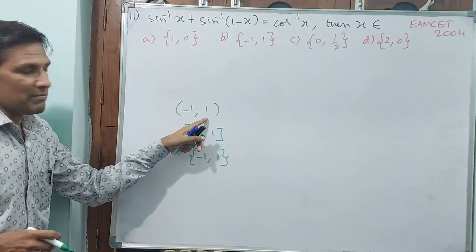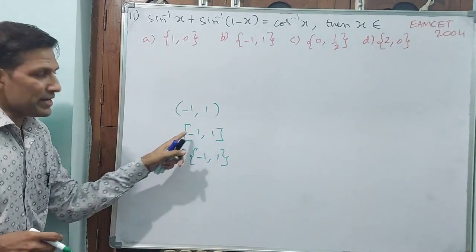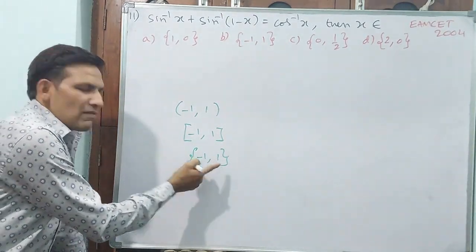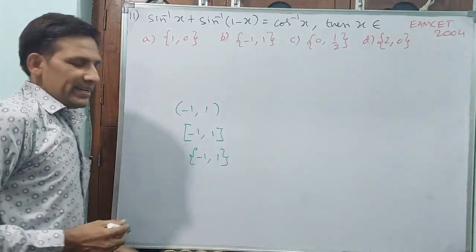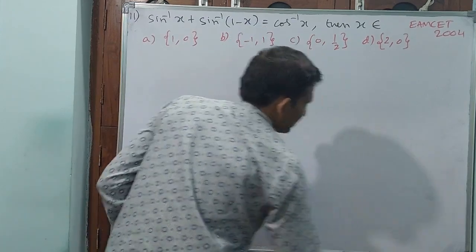Minus 1 to plus 1 but open interval. Minus 1 to plus 1 but closed interval: minus 1 and plus 1 both you can take, and in between also you can take. But this is not that. This is a set. Minus 1, 1 only you have to take. This is the meaning. Now let us go back to our question.